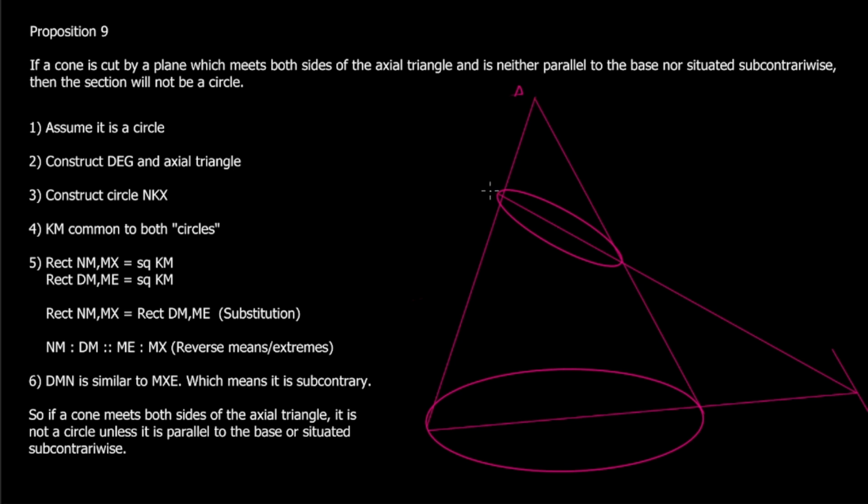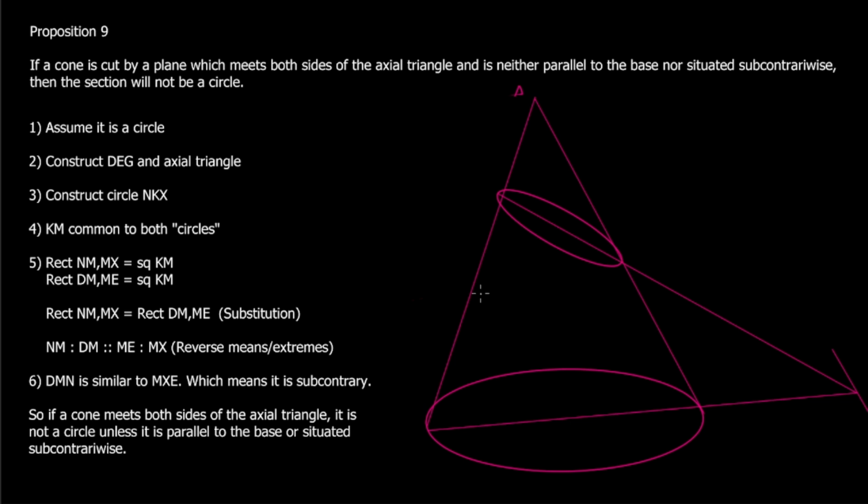I've drawn the diagram partly already because it was too hard to make things line up piece by piece, but we'll label them in the order that you would construct them. So, proposition 9. If a cone is cut by a plane which meets both sides of the axial triangle and is neither parallel to the base nor situated subcontrary-wise, then the section will not be a circle.